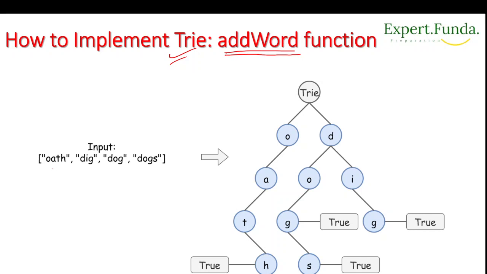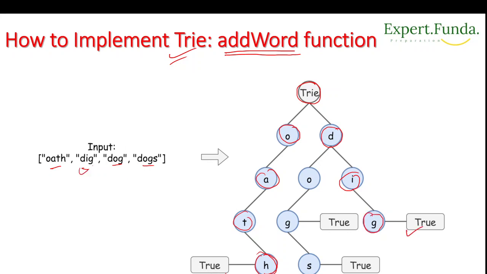We have the input strings oath, dig, dog, dogs. Let's suppose this is our trie. For oath, first we add O, then A, then T, and then H. If we do the search and reach here, we will get true. Similarly, we have dig, so we write D, I, and G. If we search and reach here, we return true.